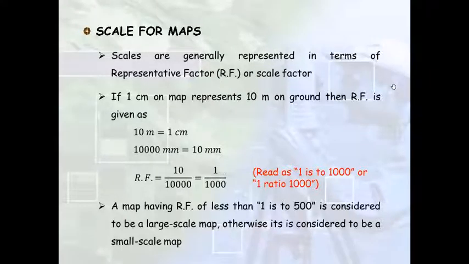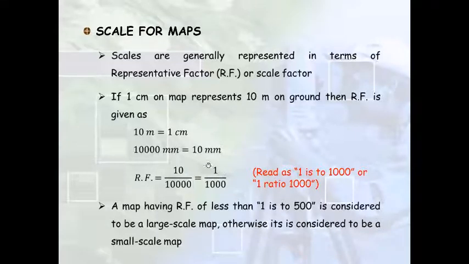But before that, just a quick slide about scale for maps. You already have worked with scales in your drawing course. The scale for a map is given by a representative factor. That means if 1 centimeter on map represents 10 meter on the ground, then the factor is given just by equating that: 10 meter on ground is equal to 1 centimeter on the map. So that means you have a representation factor of 1 over 1000.